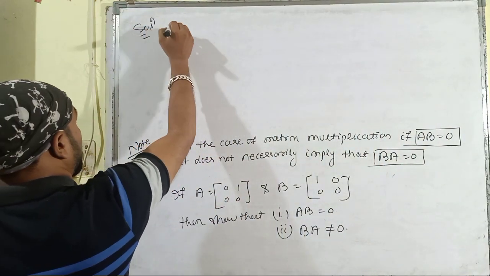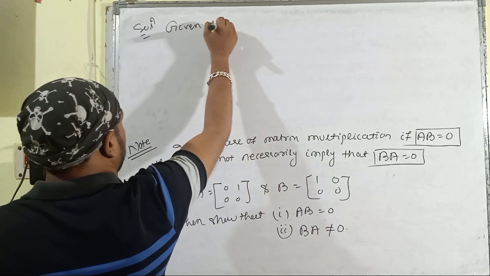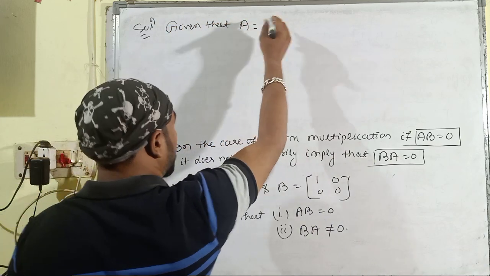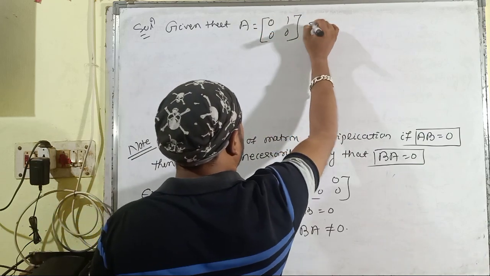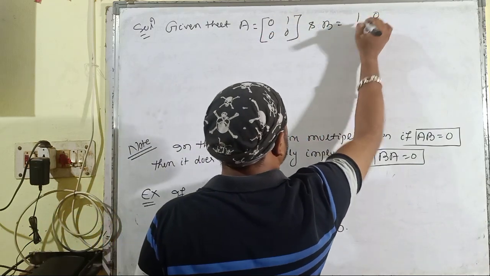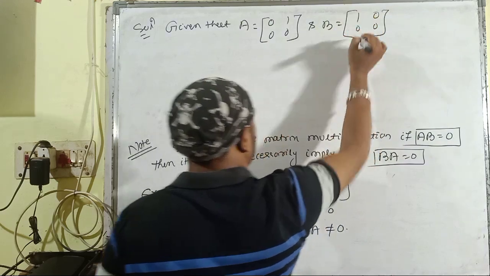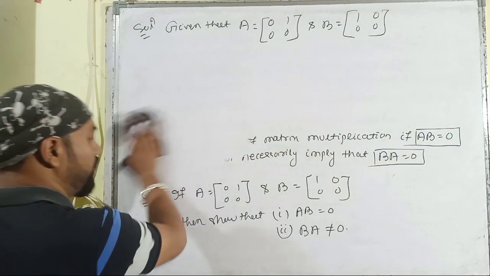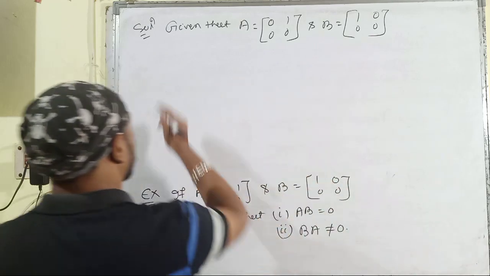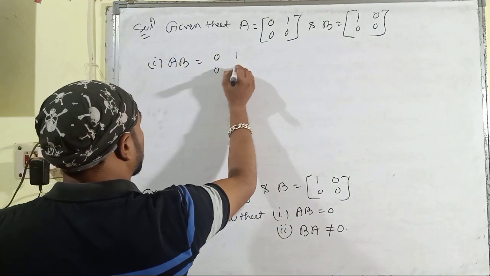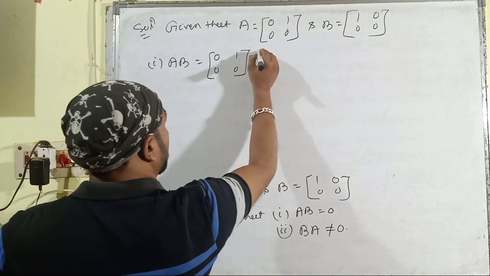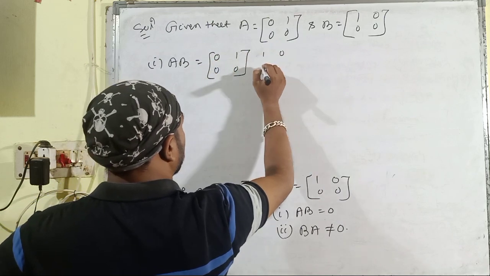Solution: given that A is equal to [0, 1; 0, 0] and B is equal to [1, 0; 0, 0]. First of all, we have to find out AB here. AB is defined as [0, 1; 0, 0] multiplied with [1, 0; 0, 0].